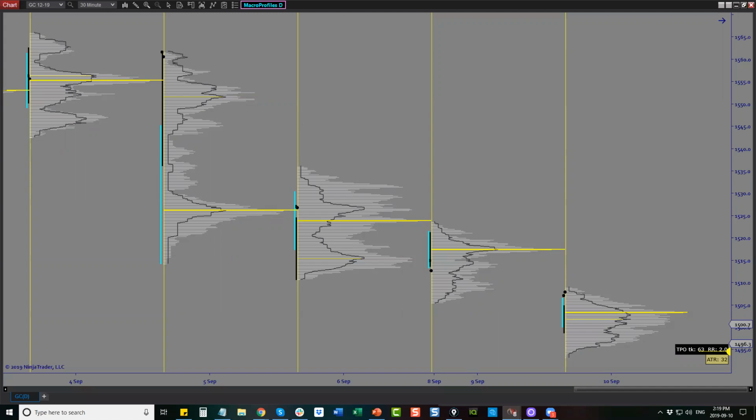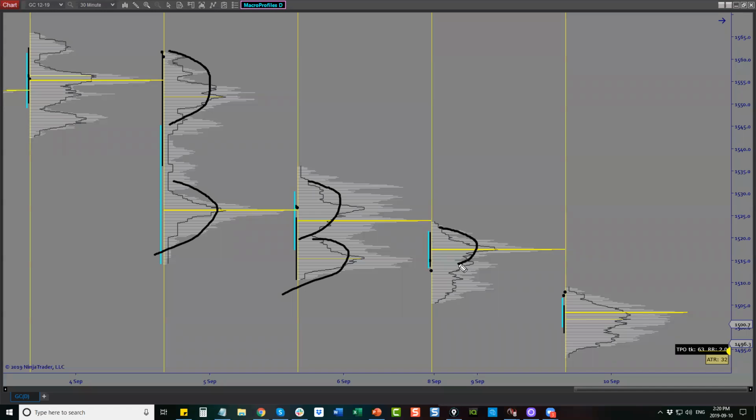And the reason for this is because every profile has more than one point of control. And the problem with that is that most people don't understand that having one profile that has multiple points of control is not a true representation of balance in the market. So you're really not able to trust the levels effectively when looking at value area highs and value area lows.